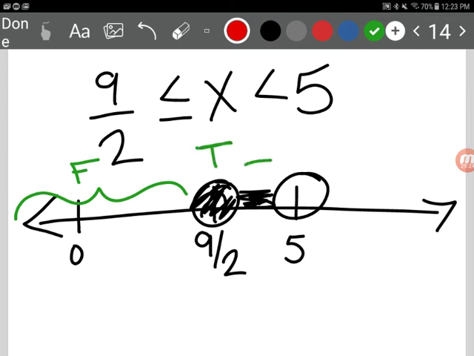In between is a true statement. 5 is a false statement because 5 is not less than 5. That's why it's false. It's all or nothing. All the parts have to be true or it is false. And then everything to the right of 5, that's a false statement. Because if I test 6, 6 is bigger than 4.5, but it's not less than 5. That's why it is false. So everywhere I shade is true, and everywhere I do not shade is false.